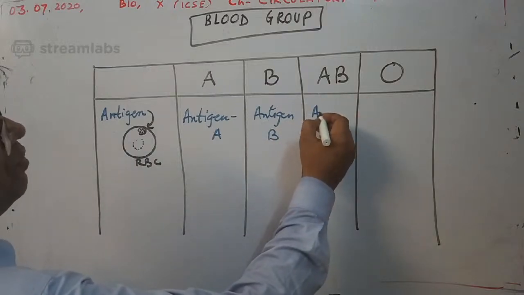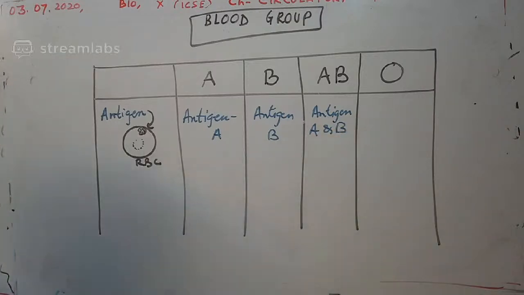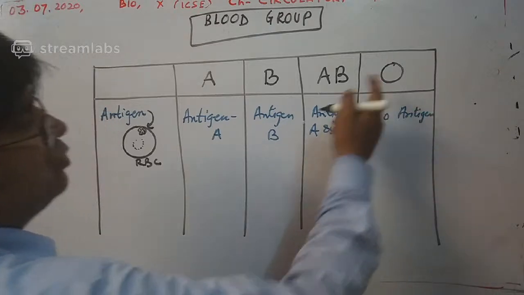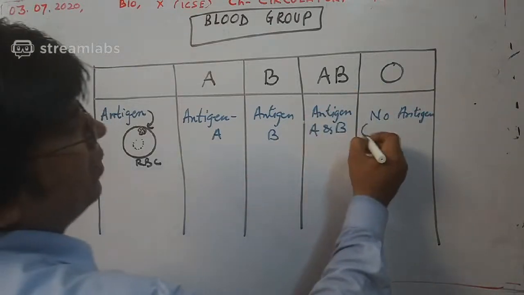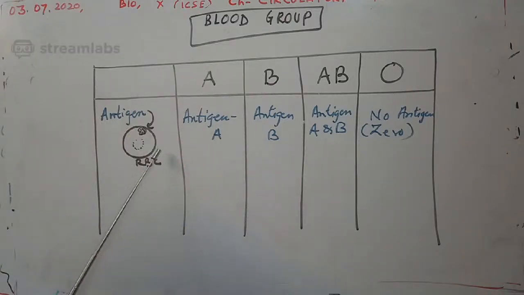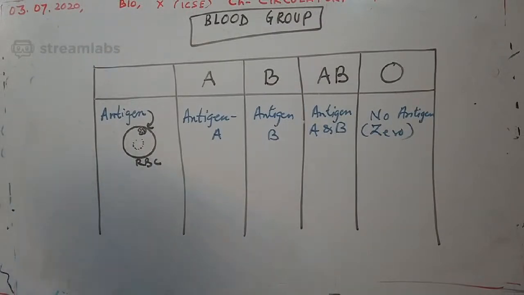In AB type, antigens A and B both are present, and in O there is no antigen. So actually we say O, but you keep in mind it is zero antigen. So I repeat, if somebody is saying that my blood group is A, it means in that person's blood, RBCs have antigen A. If somebody is saying my blood group is B, it means in that person's blood, RBCs contain antigen B.